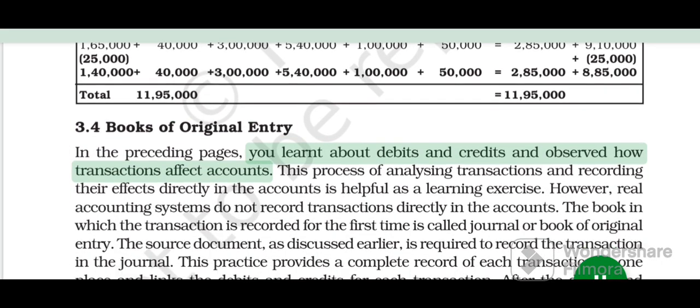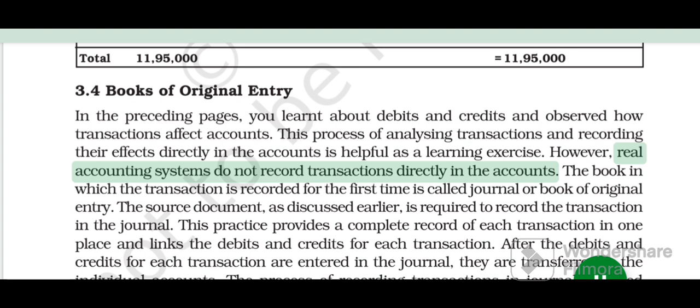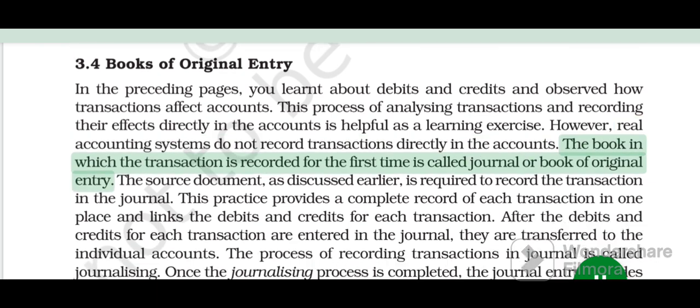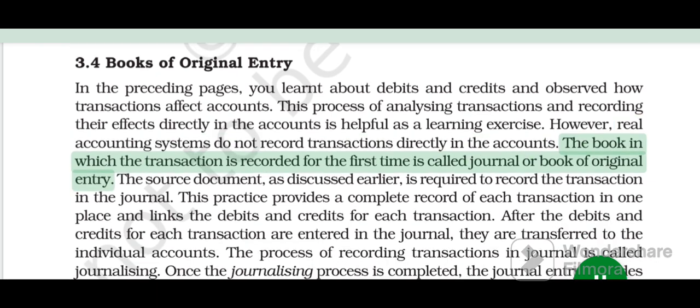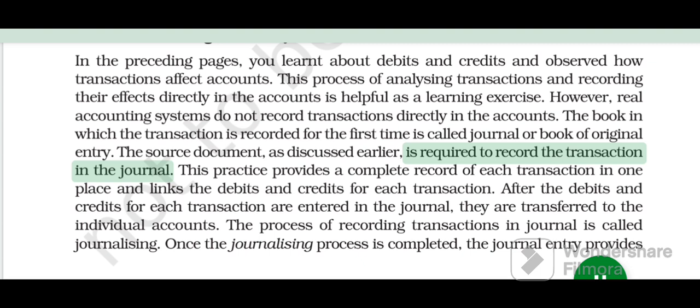3.4 Books of original entry. In the preceding pages, you learnt about debits and credits and observed how transactions affect accounts. This process of analyzing transactions and recording their effects directly in the accounts is helpful as a learning exercise. However, real accounting systems do not record transactions directly in the accounts. The book in which the transaction is recorded for the first time is called Journal or Book of Original Entry. The source document, as discussed earlier, is required to record the transaction in the journal.